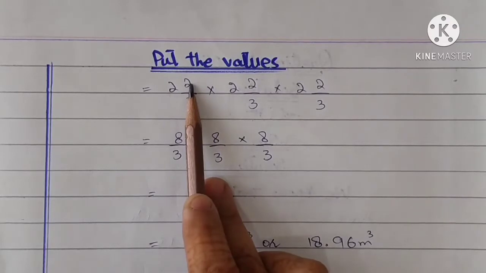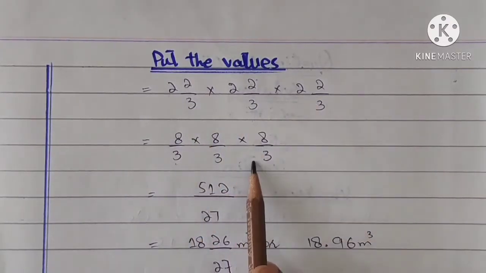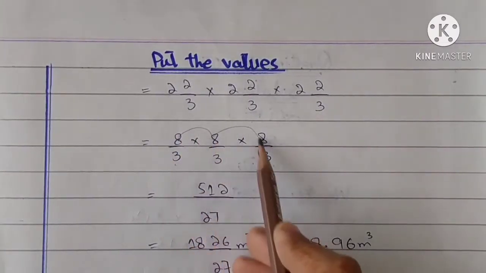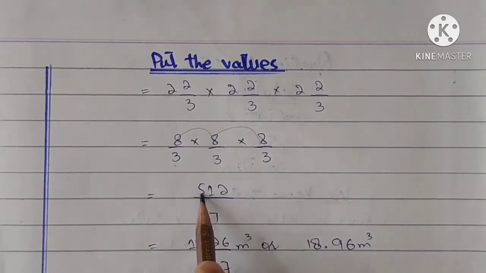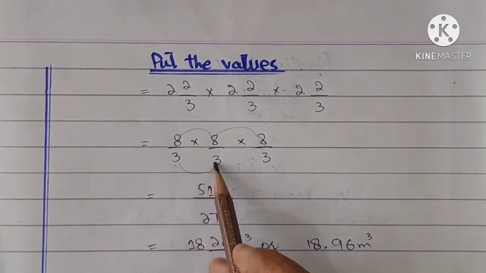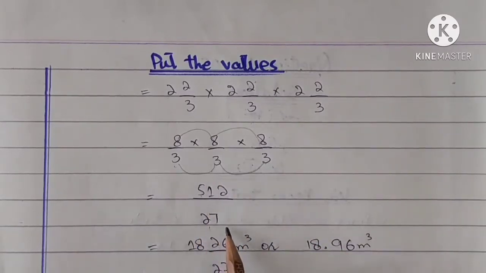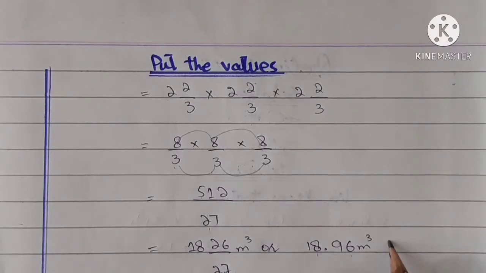3 2s are 6, 6 plus 2 is equal to 8. So 8/3, same 8/3, 8/3. Now dear students, we will multiply 8 multiplied by 8 multiplied by 8. After multiplying 8 three times we will get 512. And 3 multiplied by 3 multiplied by 3, we will get 27. Now we will divide this value. After dividing, we will get 18.97 meter cube.